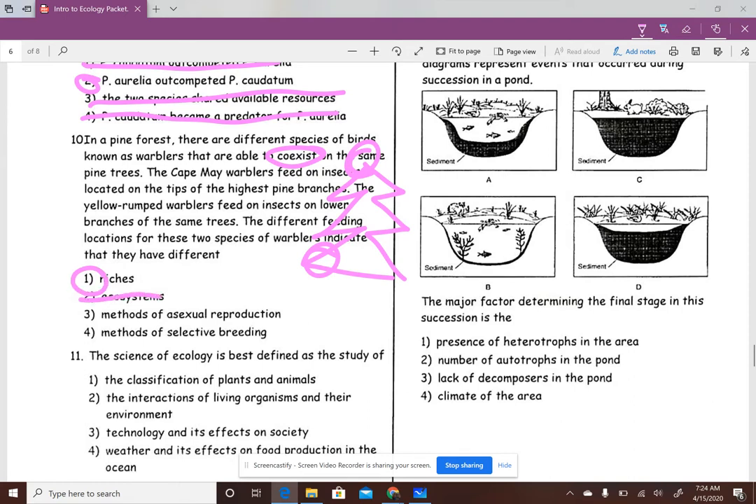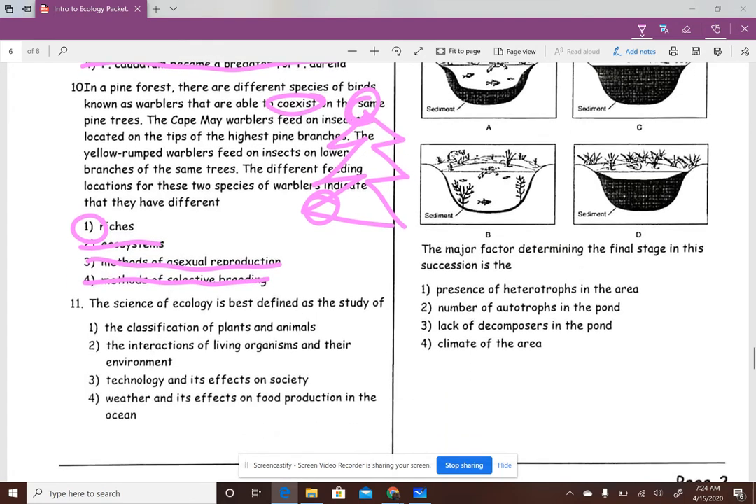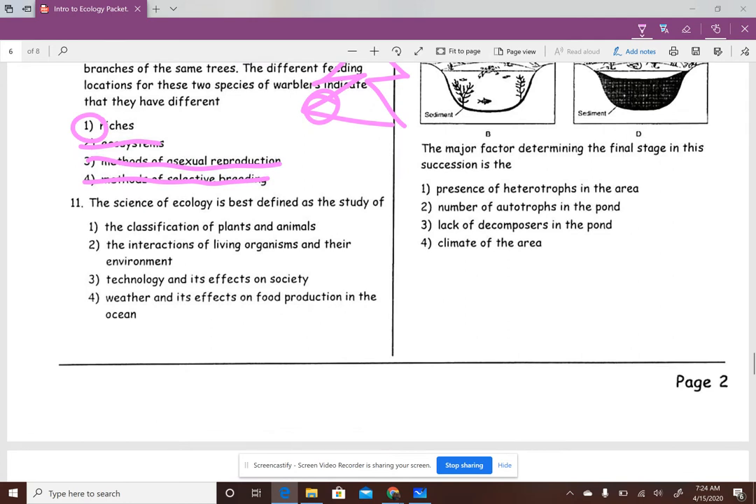They obviously live in the same ecosystem if they're living in the same tree. It has nothing to do with sexual or asexual reproduction, and selective breeding is actually done by humans looking for specific traits. Number 11, the science of ecology is best defined as the study of.